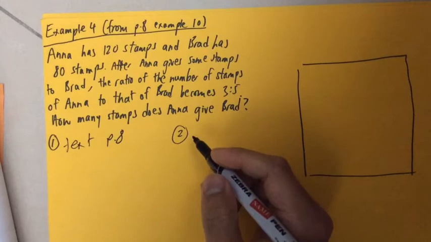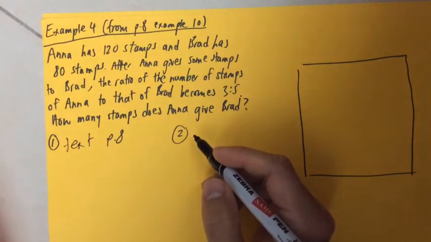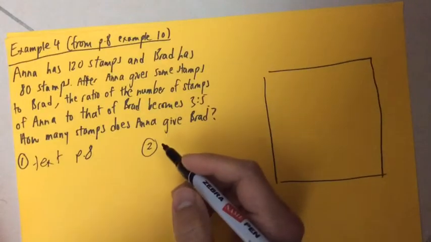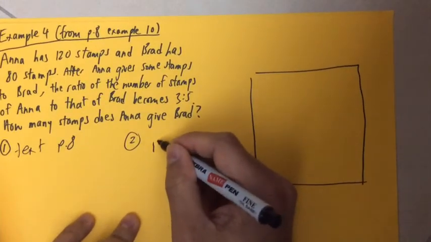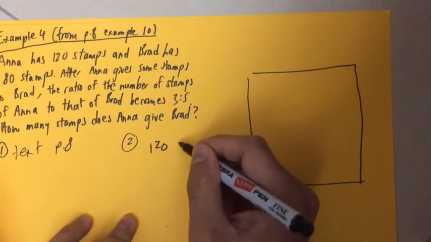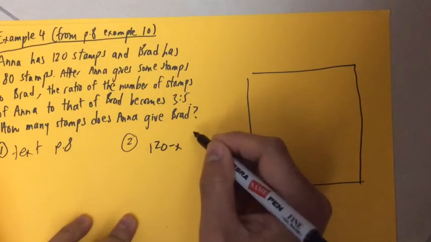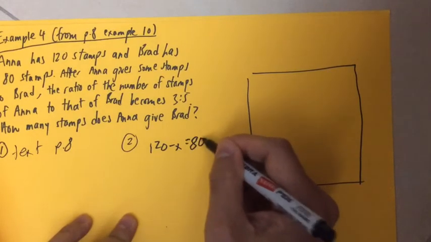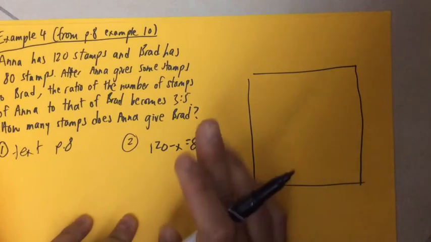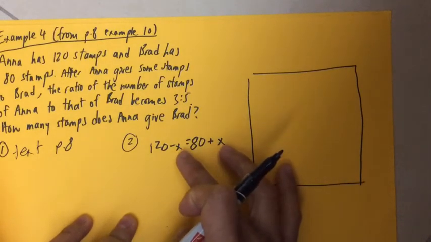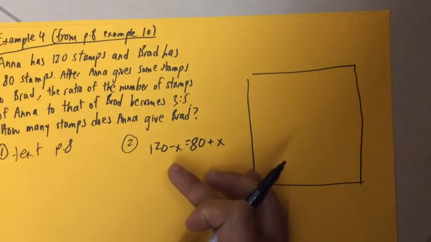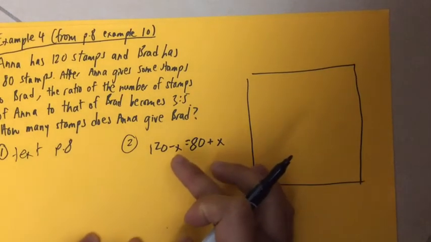Now, our second solution is a little bit different. We can write an equation instead. So we have 120 minus x equals 80 plus x. Now, x here represents the amount of stamps that were given to Brad by Anna.